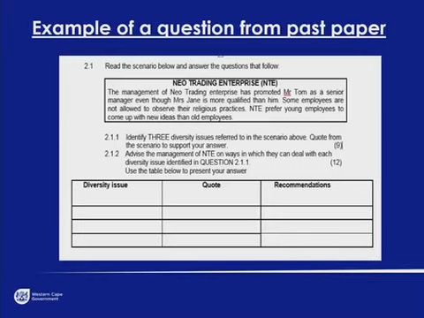Identify 3 diversity issues. Quote from the scenario, and that's for 9 marks. Okay, so you're going to get 2 marks for identifying each of the diversity issues. So that will give you 6 marks and 1 mark for the quote. And then advise NTE on ways in which they can deal with each of the diversity issues. So there you can see the marks are 12 marks. There are 3 issues that you are dealing with, so you're going to have to give 2 recommendations for each of the diversity issues over there. Okay? And then important there, it says use the table below to present your answer.